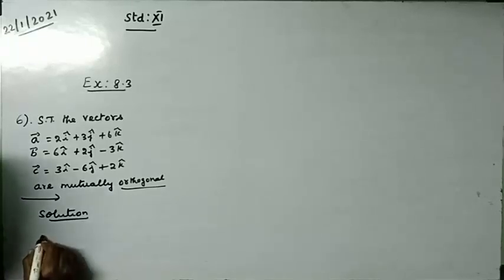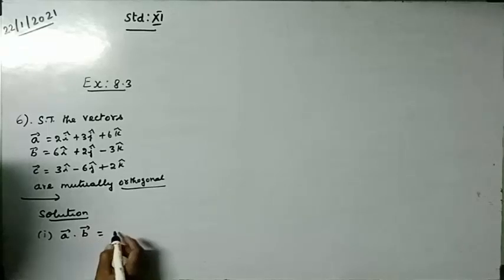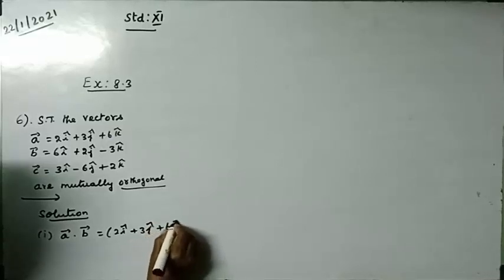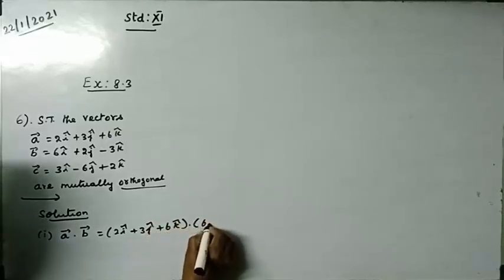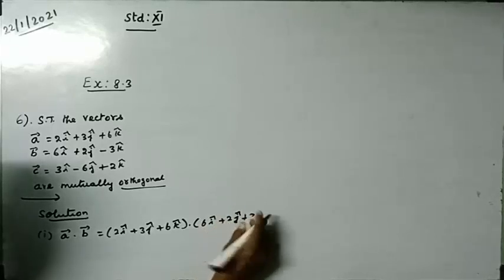So first one, A dot B is equal to, what is A? 2i cap plus 3j cap plus 6k cap dot 6i cap plus 2j cap plus minus 3k cap.